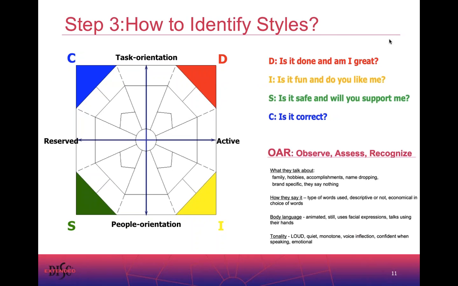Yeah. Okay. Step 3. So it's okay, you know who you are, and you understand the model. Step 3 is, how do we identify the styles of others? Now, there are numerous ways to teach your participants this. One way that we like to do it is in our step 3, you'll see that we talked about the OAR acronym. It stands for observe, assess, and recognize.